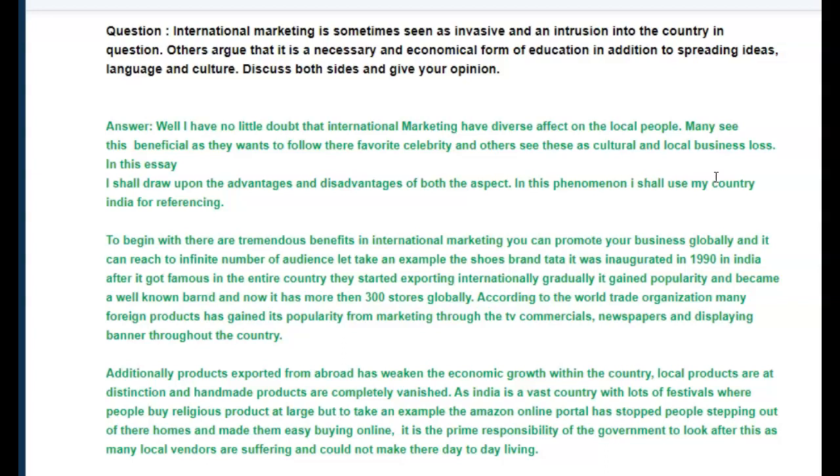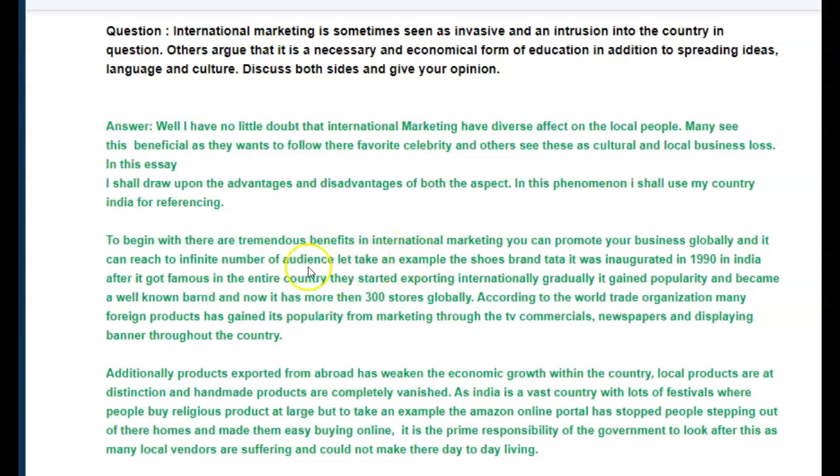So let's move on. To begin with, there are tremendous benefits in international marketing. You can promote your business. Okay, hold on. Full stop. New sentence with you. You can promote your business globally, and it can reach, you can't say an infinite number of audience because audience is uncountable. So an infinite number of people, full stop, capital L.